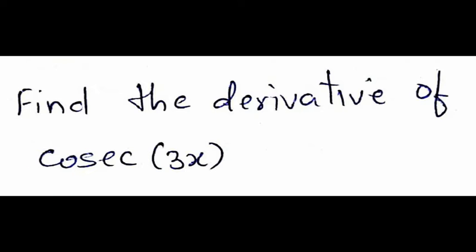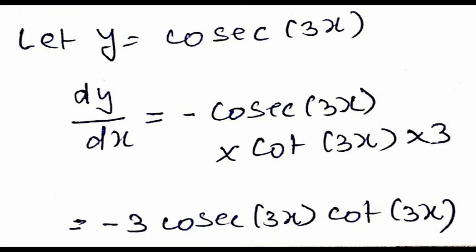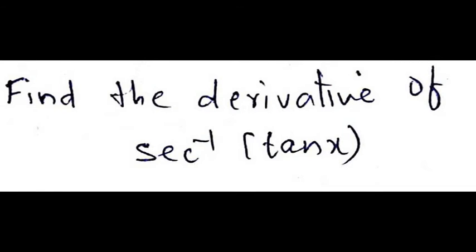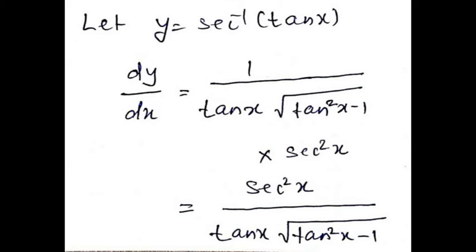Find the derivative of cosec 3x. Derivative of cosec x is minus cosec x cot x, and therefore the answer is minus 3 cosec 3x into cot 3x. Find the derivative of sec inverse tan x. Derivative of sec inverse x is 1 upon x into root of x square minus 1. And derivative of tan x is sec square x. Therefore, we get the answer sec square x divided by tan x into root of tan square x minus 1.